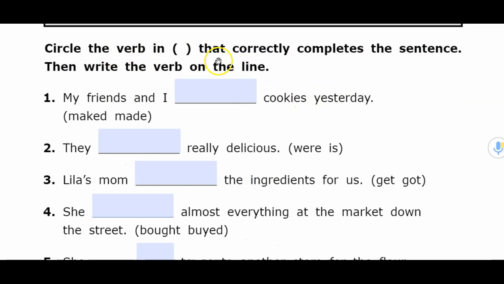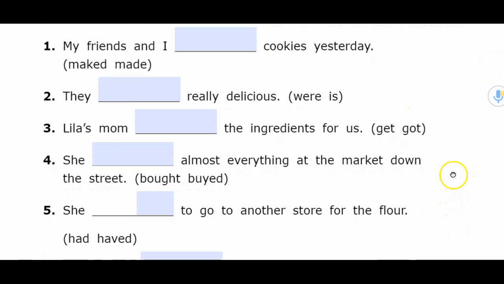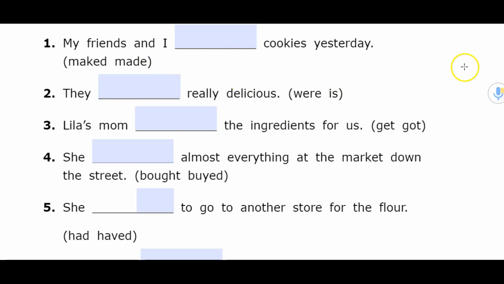It says circle the verb in parentheses that correctly completes the sentence, and then write it on the line. Actually, let's just circle it. My friends and I blank cookies yesterday. Made. What? Made. How about 2? Were. Were, good. Because I don't say they is really delicious. That didn't even sound right.